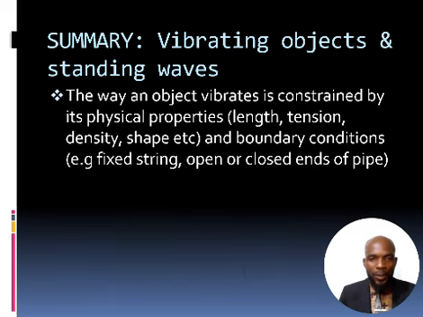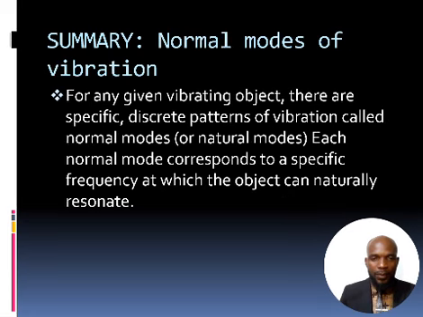The way an object vibrates is constrained by its physical properties, that is length, tension, density, shape, etc., and boundary conditions, e.g. fixed string, open or closed ends of a pipe. For any given vibrating object, there are specific discrete patterns of vibration called normal modes or natural modes. Each normal mode corresponds to a specific frequency at which the object can naturally resonate.